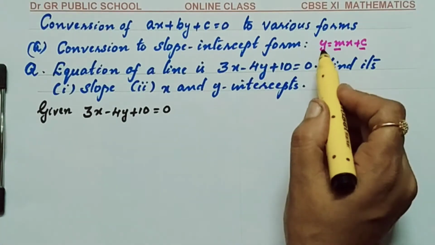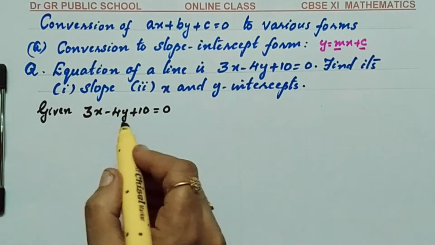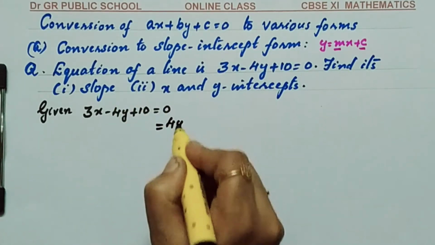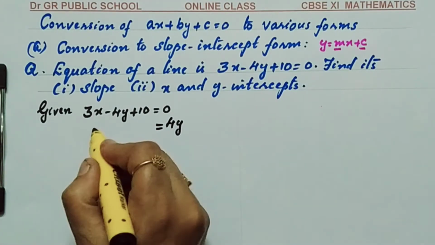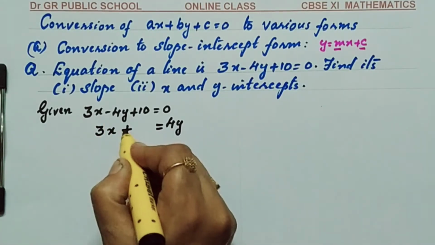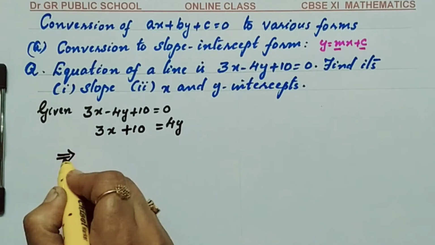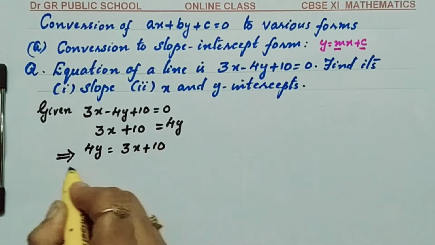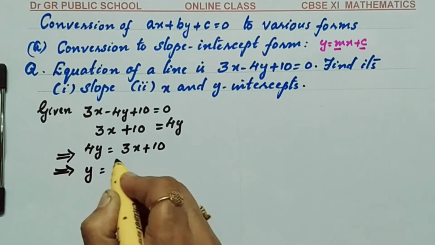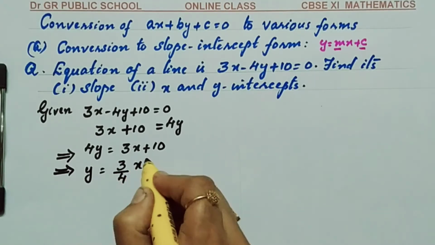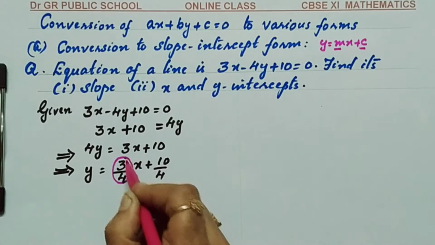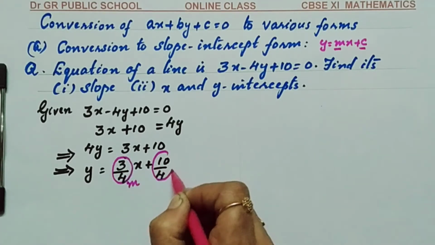Slope-intercept form is y equals mx plus c. Keep the term containing y on one side. I am going to keep the term containing y on the right side, 4y. The remaining terms on the left side are 3x plus 10, which is equivalent to 4y equals 3x plus 10. Therefore, y equals 3 by 4 x plus 10 by 4, dividing throughout by 4. Now, the given equation gets transformed into the form y equals mx plus c.